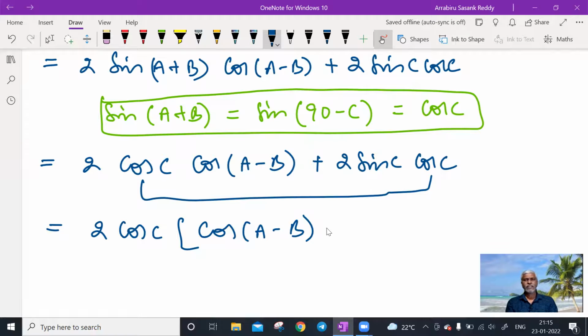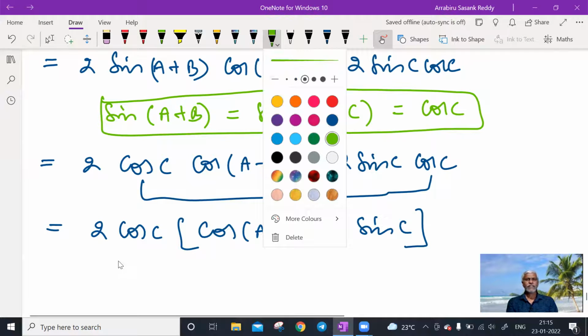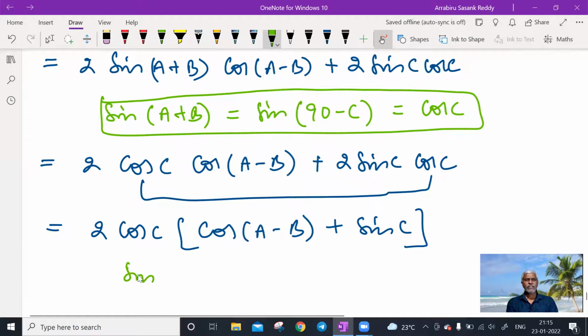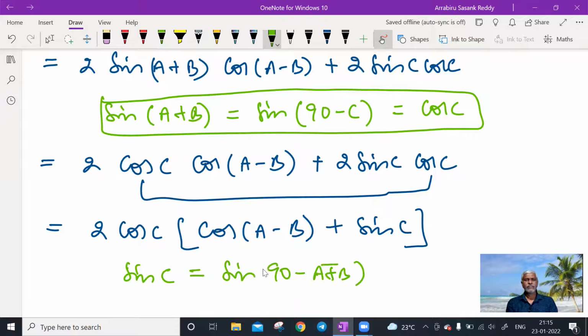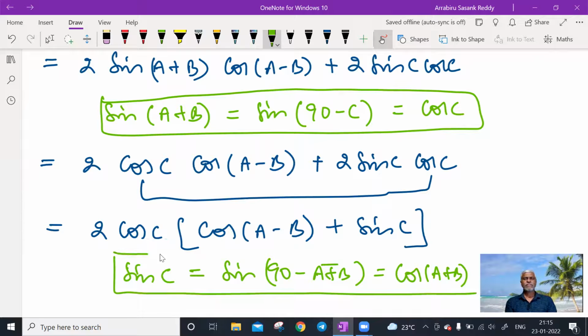Here, plus sin C. Now what is sin C? Sin C is equal to sin (90 minus (A plus B)). A plus B plus C is 90 degrees, this is the given condition. So sin (90 minus theta) is cos theta.